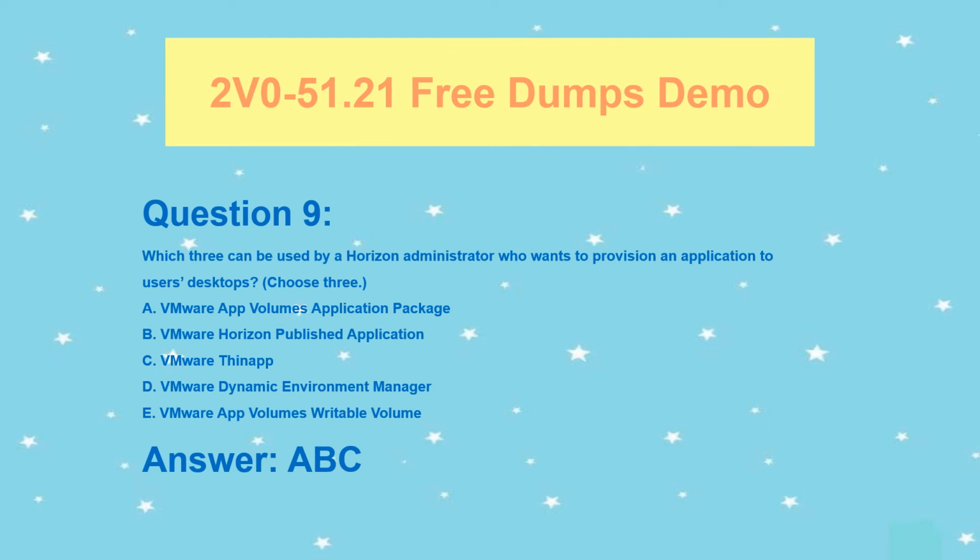Question 9. Which 3 can be used by a Horizon administrator who wants to provision an application to users' desktops? Choose 3. A. VMware App Volumes Application Package. B. VMware Horizon Published Application. C. VMware ThinApp. D. VMware Dynamic Environment Manager. E. VMware App Volumes Writable Volume. Answer: A, B, C.